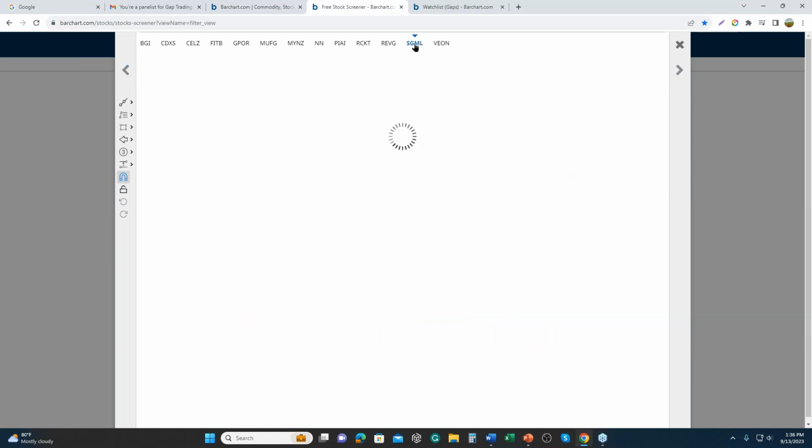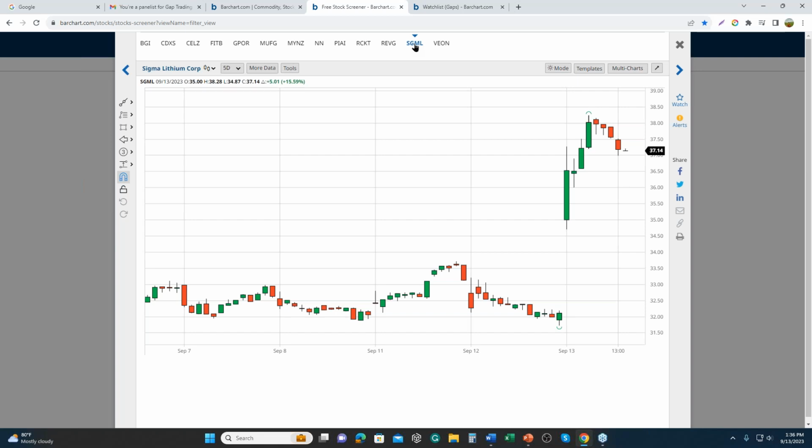Now look at this one, I think this is Sigma Lithium. So here is really what we want to see, right? That opening range candle and then regaining, and taking out that opening range candle. So here I would be more confident in a continuation of this gap and go over the next few days because of the characteristics of the price action that created this breakaway gap.